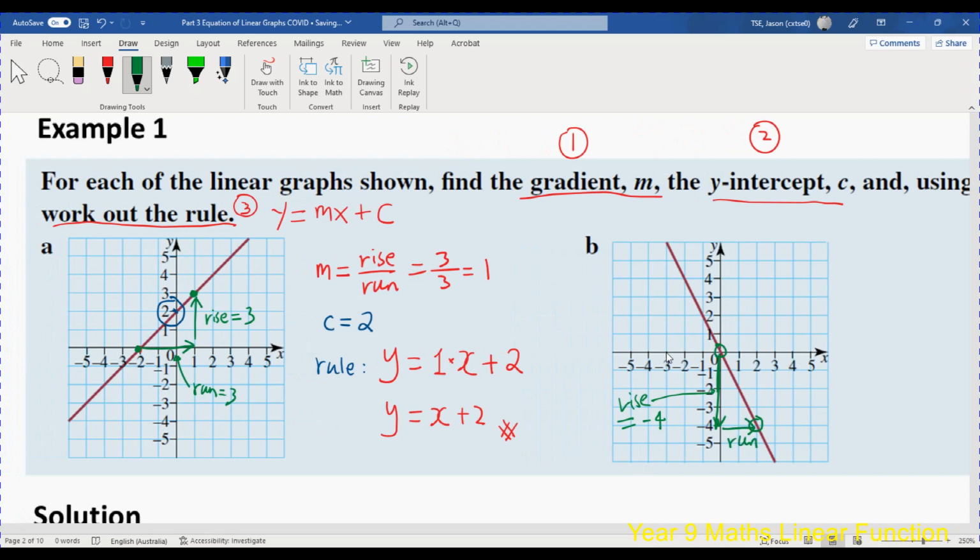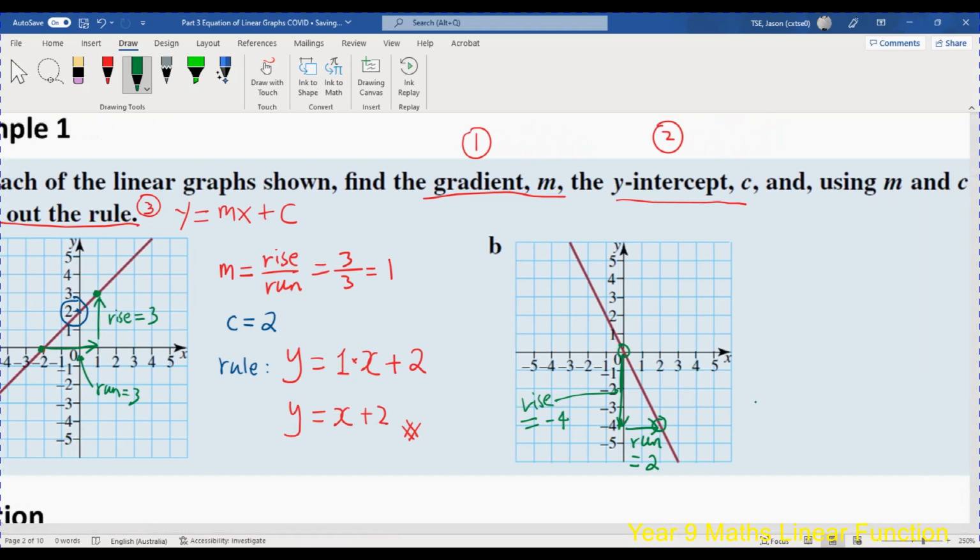The run, 2 units. It should be 2. Okay? Run is always positive. Now, gradient equals rise over run, which is -4 over 2 equals -2.